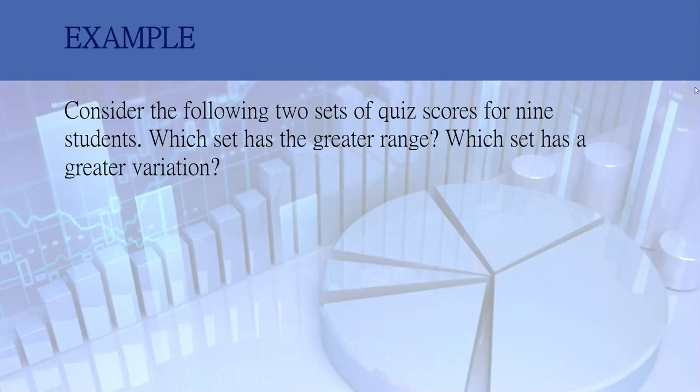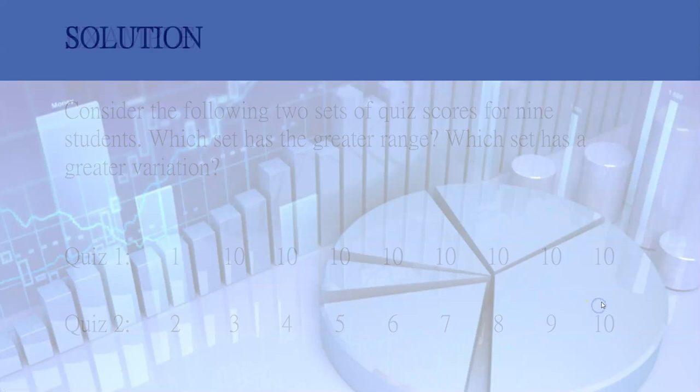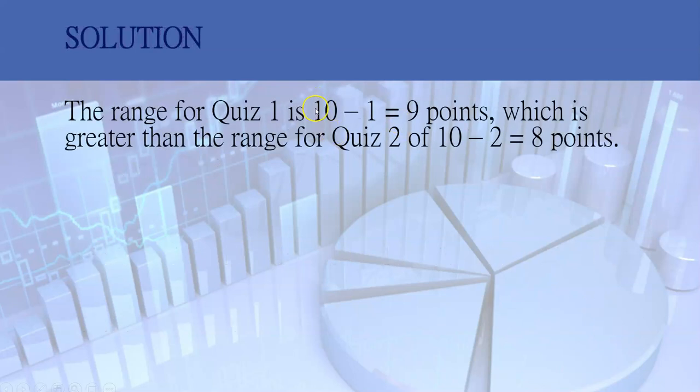Okay, so consider the following two sets of quiz scores for 9 students. Which set has the greater range and which set has the greater variation? So let's take a look. For quiz 1, we have a low score of 1 and a high score of 10. And for quiz 2, we have a low score of 2 and a high score of 10. So the range for quiz 1 is 9, and the range for quiz 2 is 8. You subtract the high minus the low in each of these to get those answers.